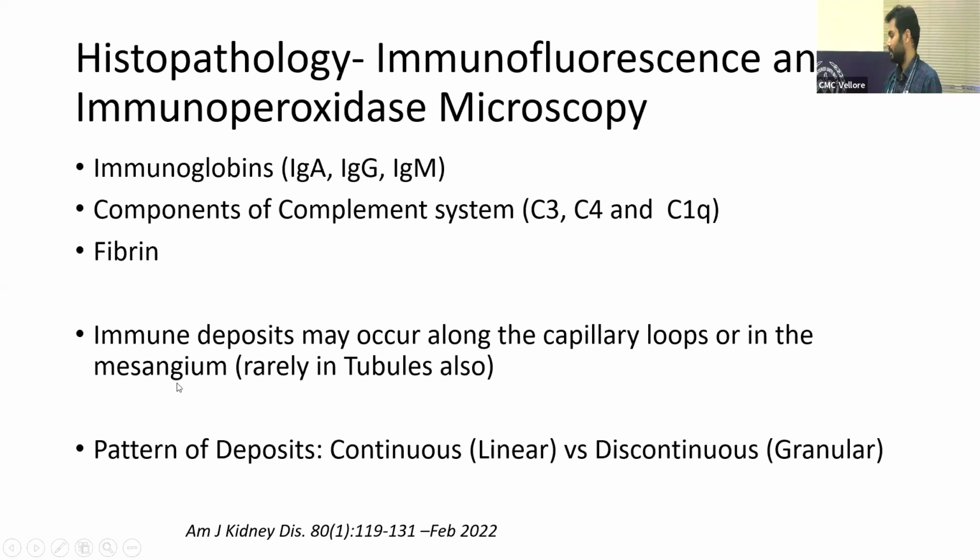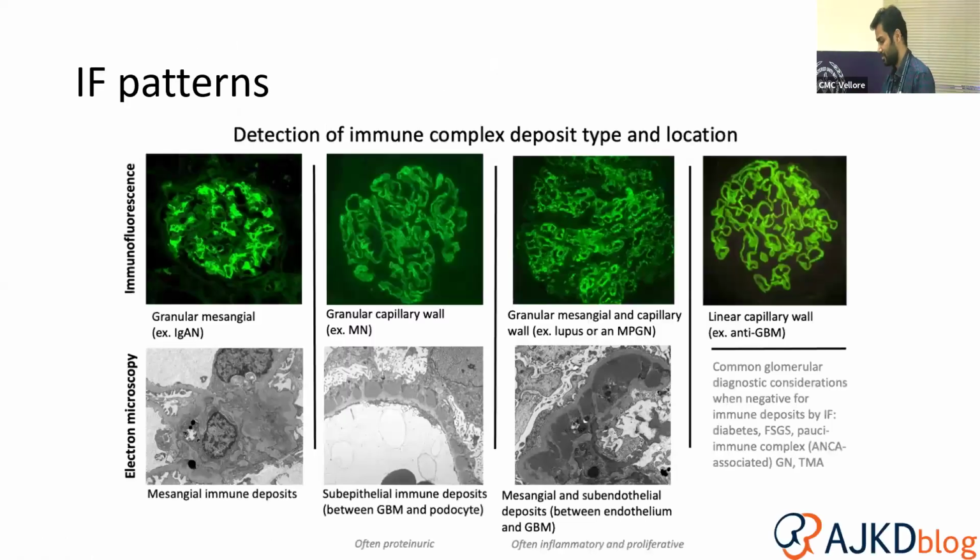Usually these immune deposits are seen in glomerular diseases, subepithelial or subendothelial. Sometimes in SLE or some systemic diseases, they can be seen in the tubular basement membrane also. It depends on the pattern of immune deposits, whether the deposits are linear or discontinuous granular. Linear means it is anti-GBM disease. So these are some pictures of immunofluorescence patterns.